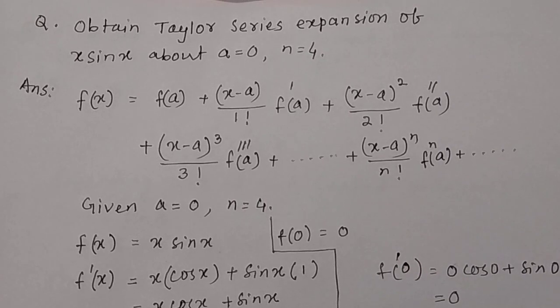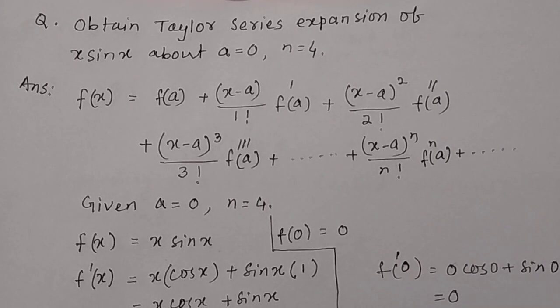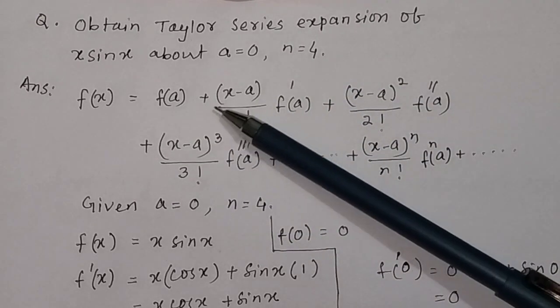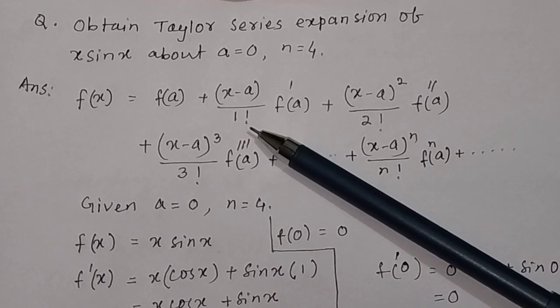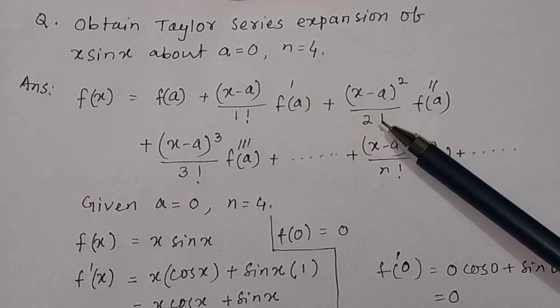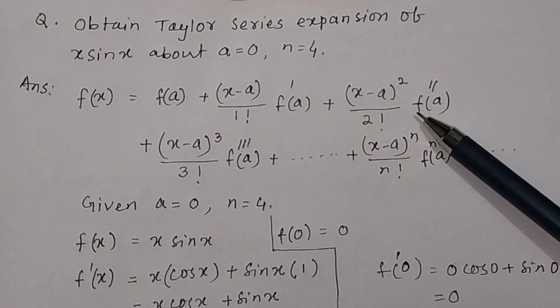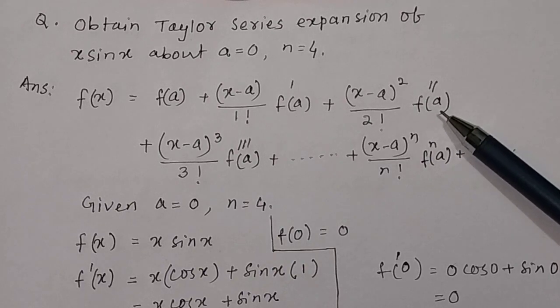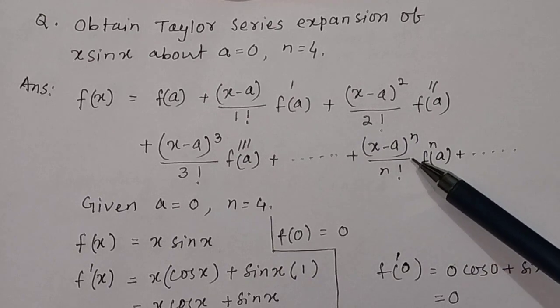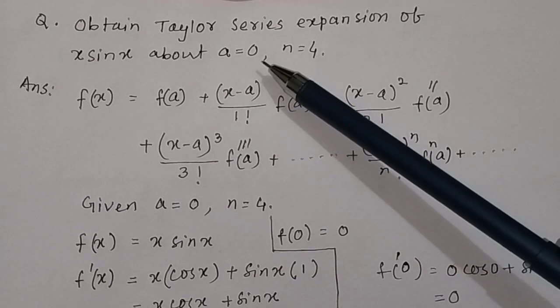Obtain the Taylor series expansion of the function x sin x about a equal to 0 and n equal to 4. From the Taylor series expansion we know a function f(x) can be written as f(a) plus (x minus a) divided by factorial 1 times the first derivative of the function at x equal to a, plus (x minus a) whole square divided by factorial 2 times the second derivative of the function at x equal to a. Similarly for the third derivative and up to the nth derivative, but here it is given a equal to 0.